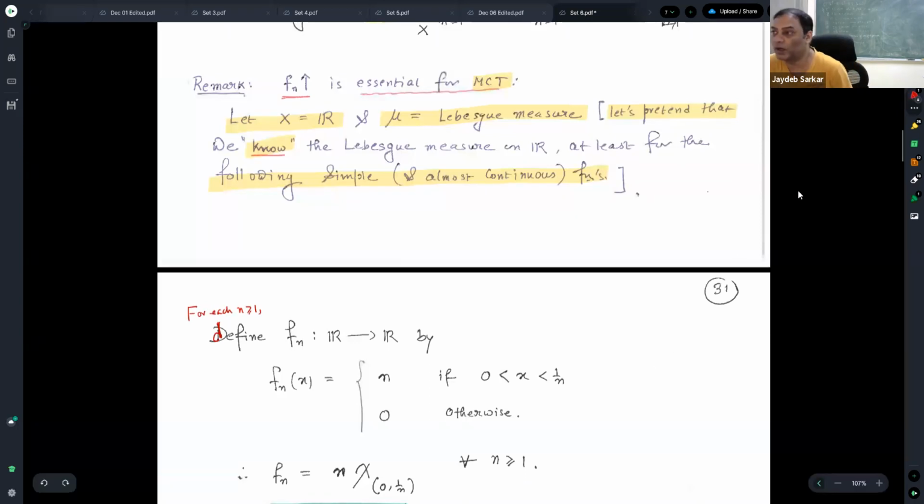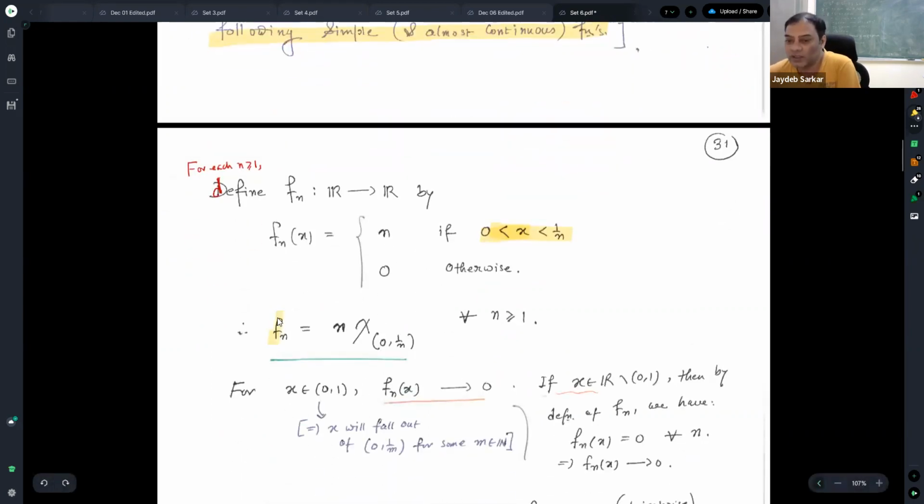Define Fn by: n is fixed, okay? If x ranges from 0 to 1 over n, the value is n, and 0 otherwise. So on the interval 0 to 1 over n, you consider the value to be the constant n, and then it drops down to 0. That's the function. Since you know the characteristic function, Fn is nothing but n times the indicator of 0, 1 over n open. This is true for all n. That's how we define it.